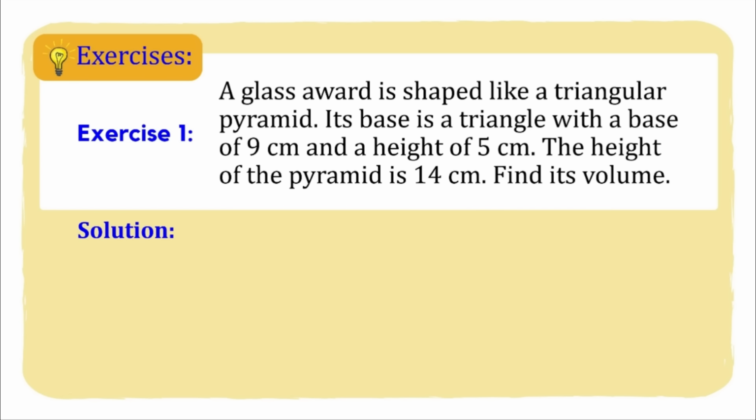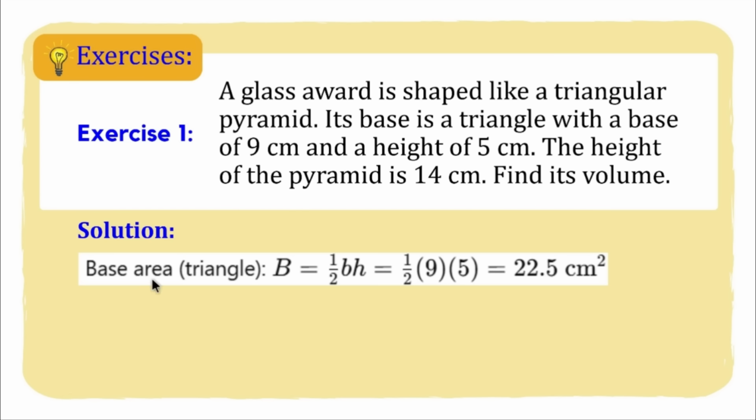So since we are dealing with a triangular pyramid, we are going to solve first for the base, which is a triangle. Ang formula ng triangle, area ng triangle is 1/2 base times height. So let's just substitute. Our base here is the 9 centimeters. Our height is the 5 centimeters. Okay? Wag po yung 14 ha. 5 centimeters yung height ng triangle. It will now be, the area will now be 22.5 square centimeters.